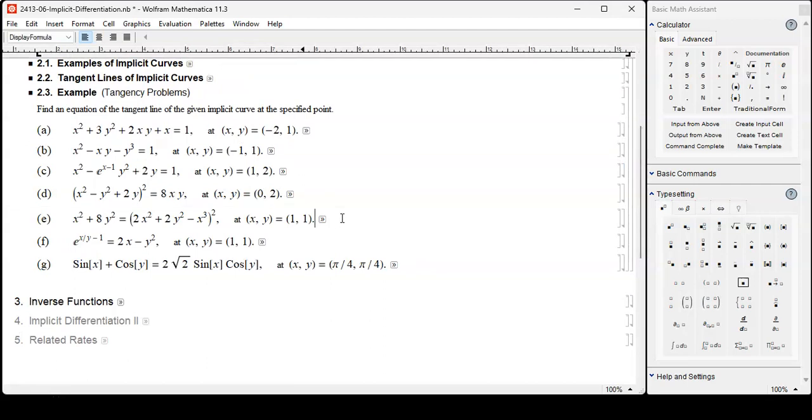Let's see, what other examples do we have? This one here is similar to the previous problem in the sense that we have to use a chain rule and something. Okay, alright, stop the playback and try E.